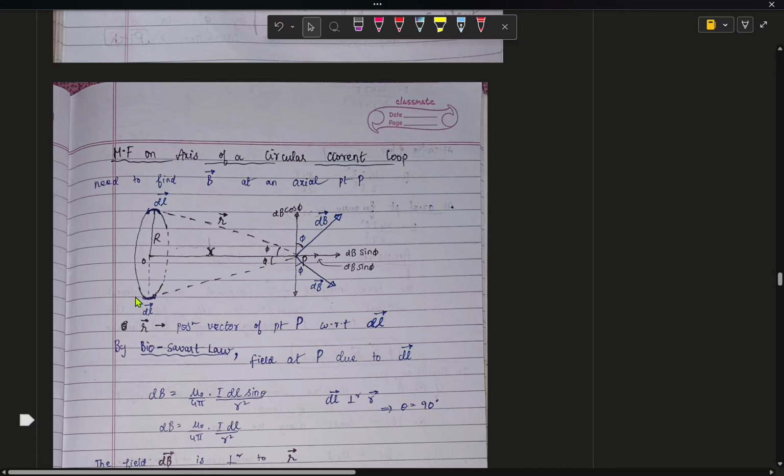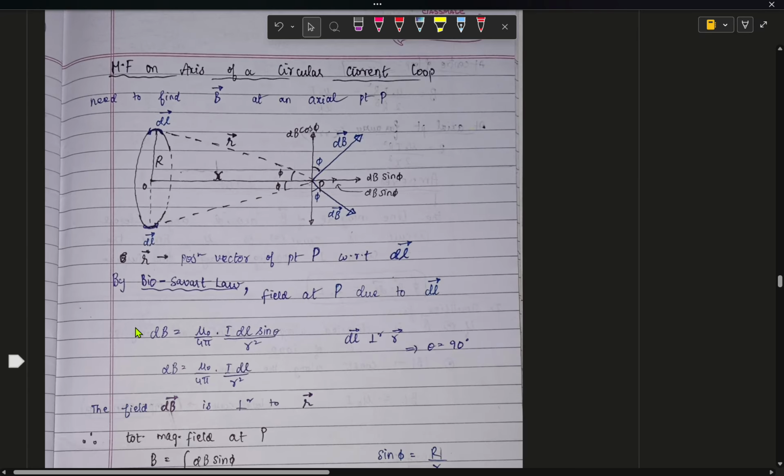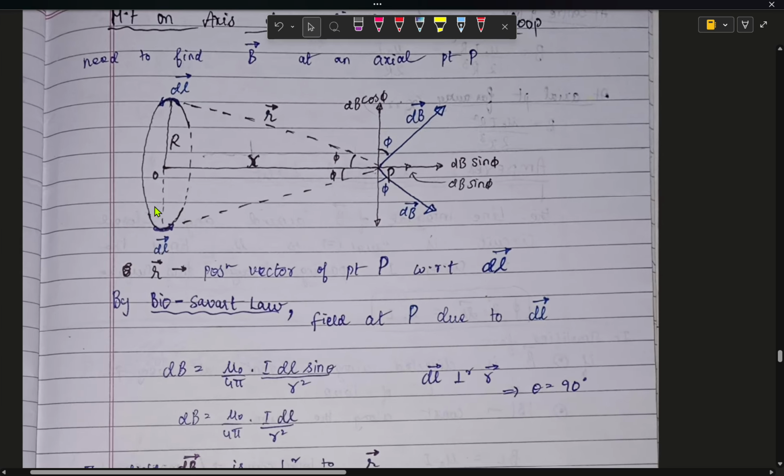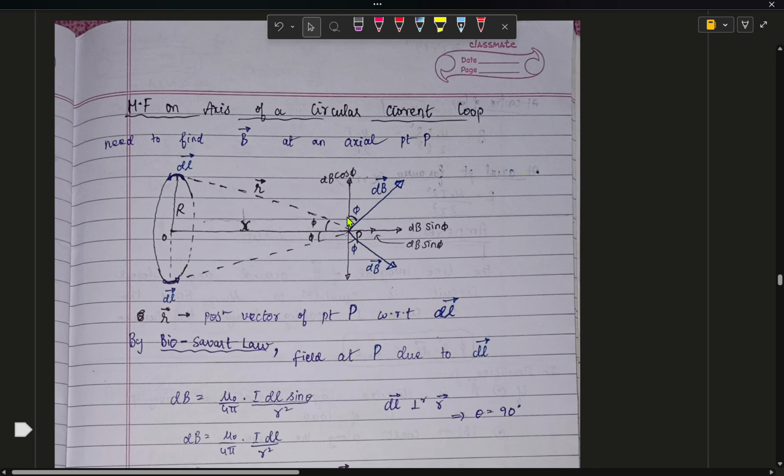Very, very important. Even in the board exam, there may be a chance you may be asked to derive this. Magnetic field on the axis of a circular current carrying loop. This is a circular current carrying loop carrying a current I. On the axis, take any point at a distance x. We need to find the magnetic field at this axial point P. This is an axial point, and this can be an equatorial point.